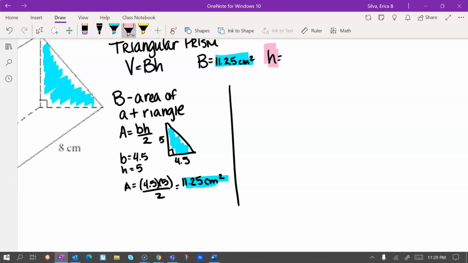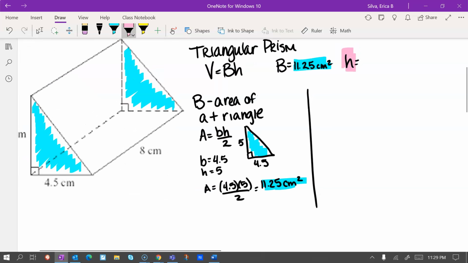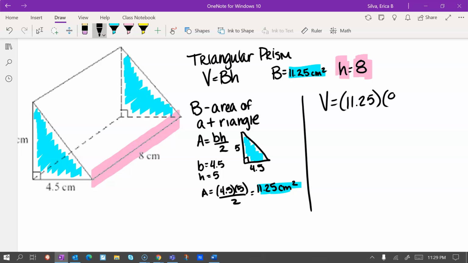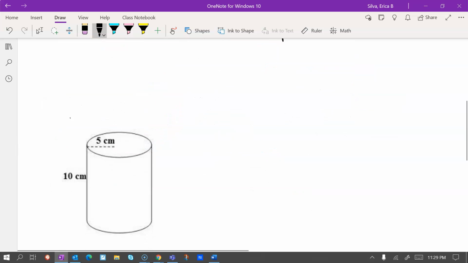And now to find our H, we want to look at the height of the prism, not the height of the base. The height of my prism will be 8. And now that we have both variables, we can plug it in, where capital B is 11.25 and H is 8. And when we multiply them, we get a product of 90 centimeters cubed. Now remember, with volume, we do need to cube our units. Let's go on to the next one.